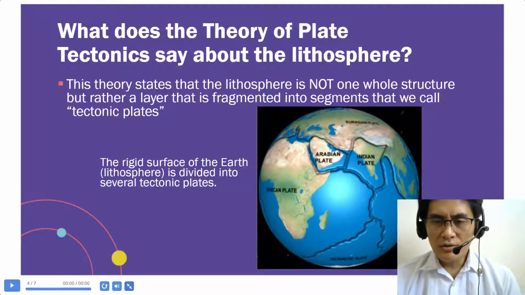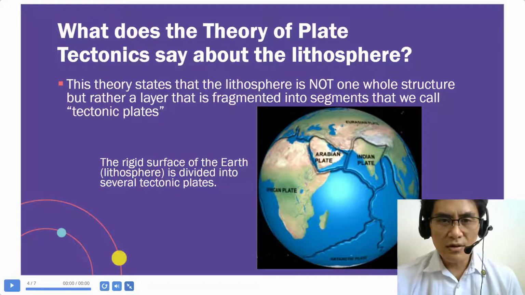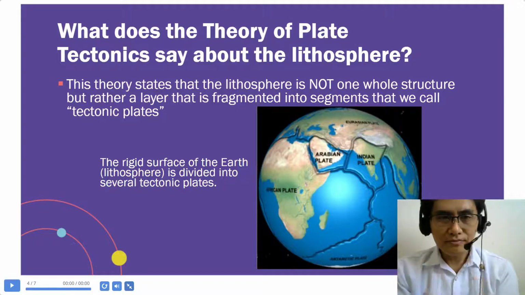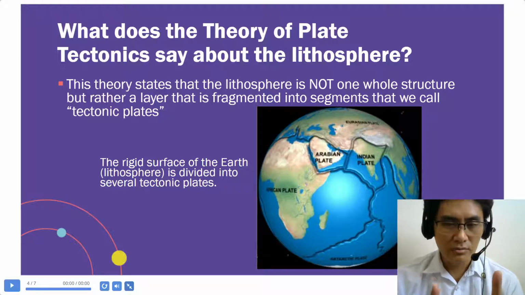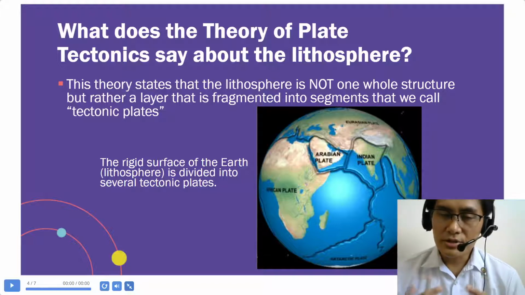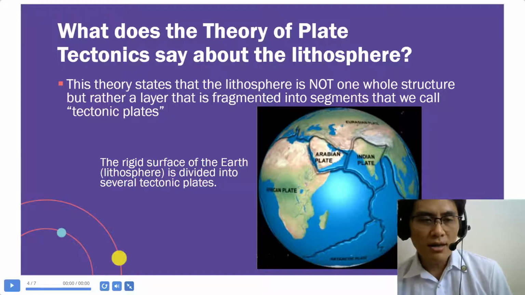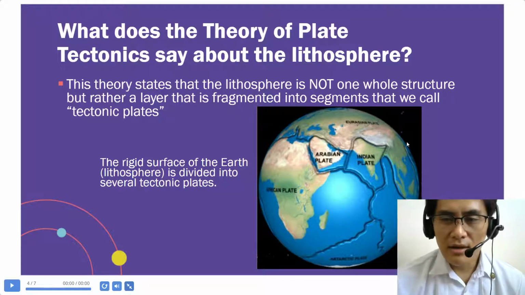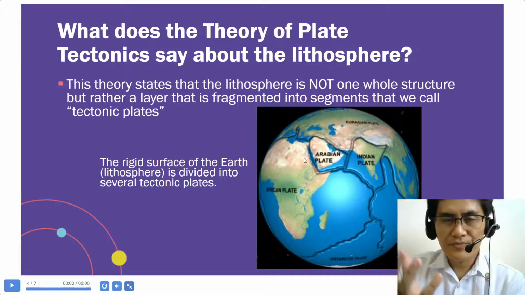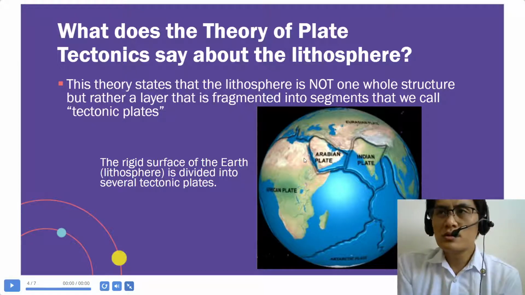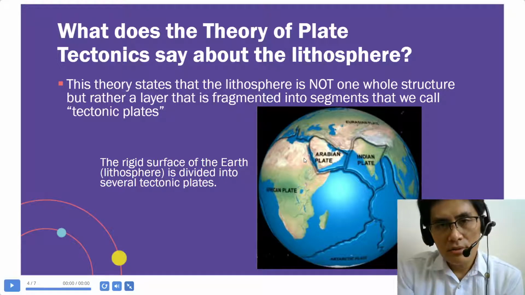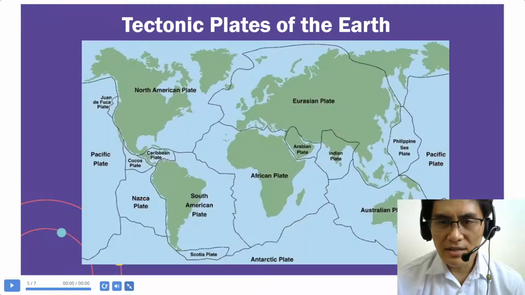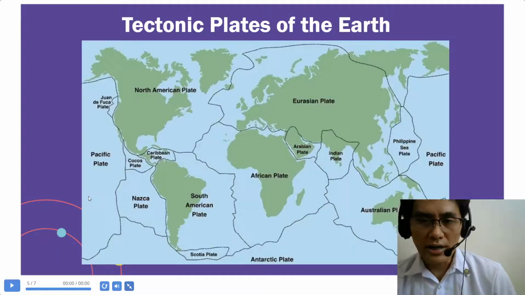And then if we go to plate tectonics itself as a theory, it reiterates that the topmost layer, which is the lithosphere, topmost mechanical layer, so don't get confused. When I say topmost compositional layer, it's the crust. When I say topmost mechanical layer, it's the lithosphere. So it says that the lithosphere's surface is not one whole unbroken surface, but it's actually fragmented into several parts. Okay, and these fragments are what we call tectonic plates.